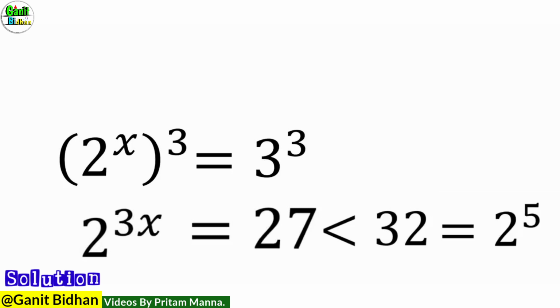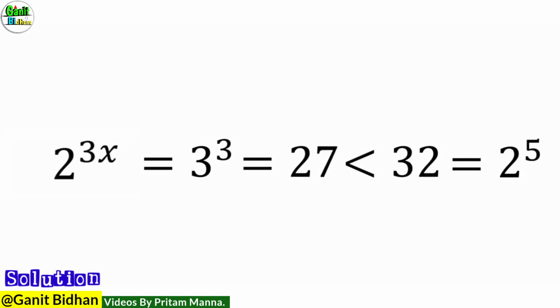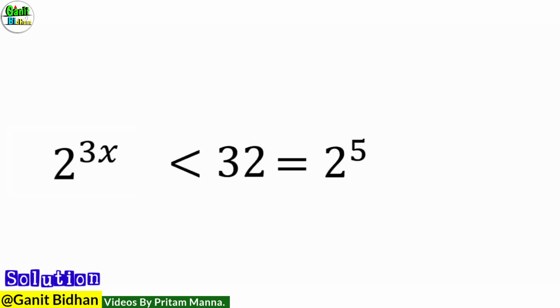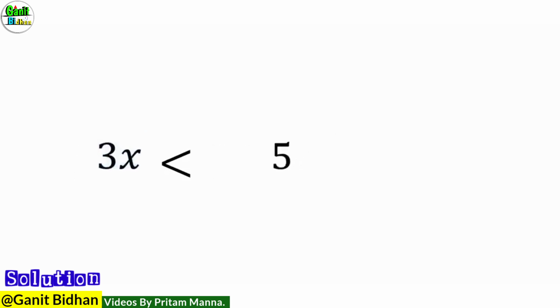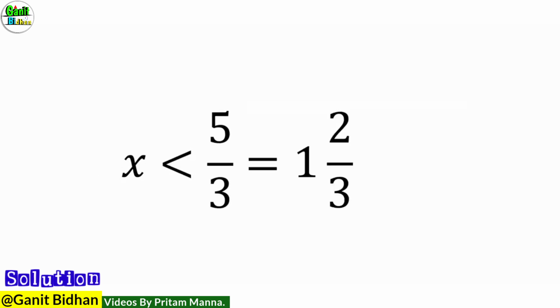which is equal to 2 to the power 5. This means 2 to the power 3x is less than 32 which is equal to 2 to the power 5, which then means 3x is less than 5. এখান থেকে পাই x is less than 5 over 3 and 5 over 3 is equal to 1 and 2/3.